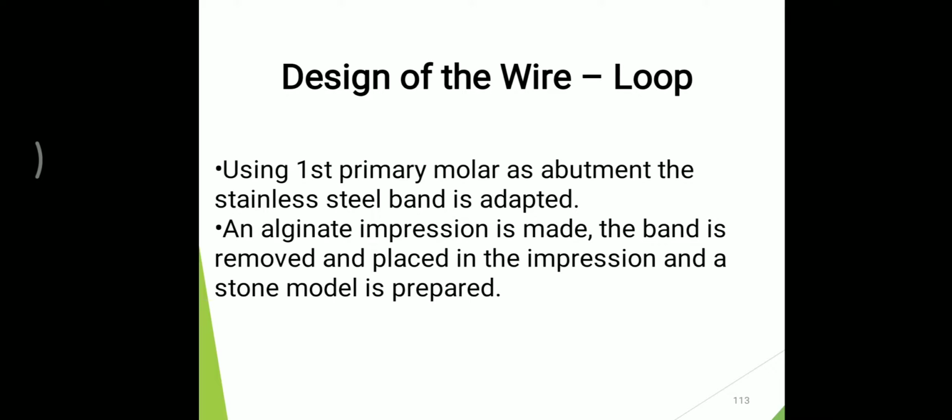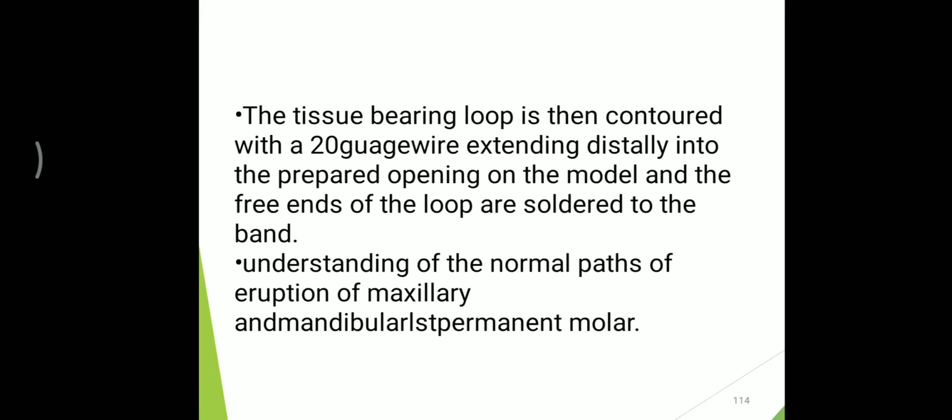Design of the wire loop. Using the first primary molar as abutment, the stainless steel band is adapted and an alginate impression is made. The band is removed and placed in the impression, and a stone model is prepared. The tissue bearing loop is then constructed, contoured with 20 gauge wire extending distally into the prepared opening on the model, and the free ends of the loop are soldered to the band.